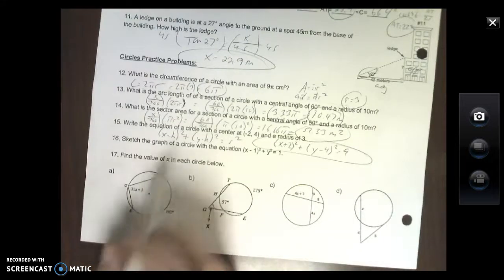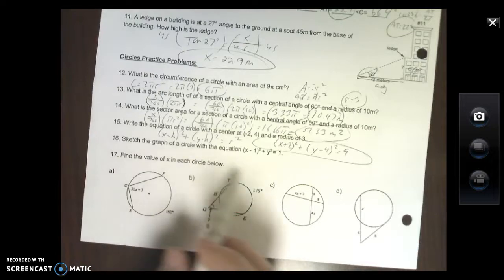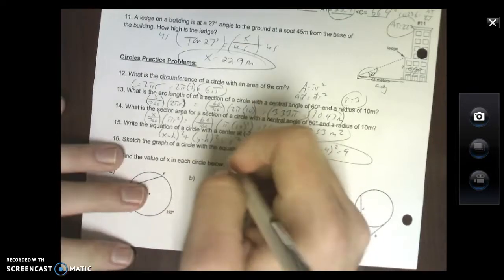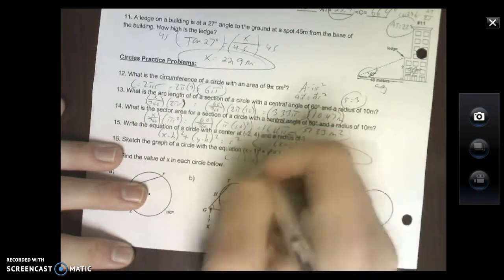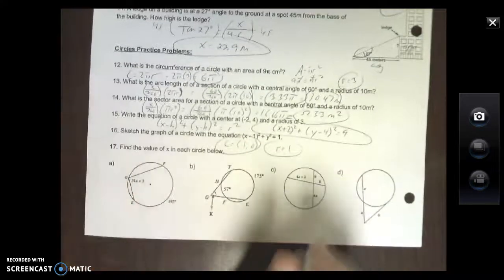Okay, simple enough. This one gets the graph of a circle with the following. Just because I don't have time here, the center is 1, 0, and the radius is just 1, the square root of it. You just go ahead and plot that.